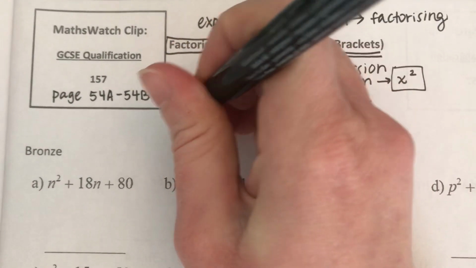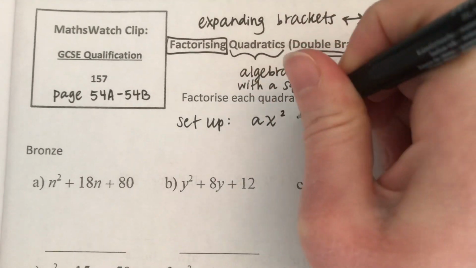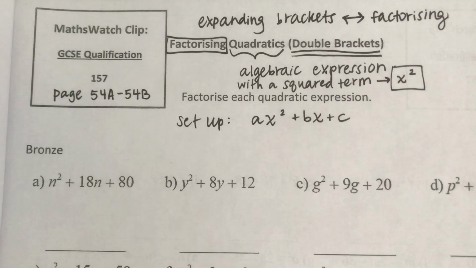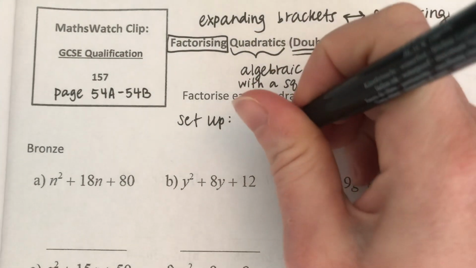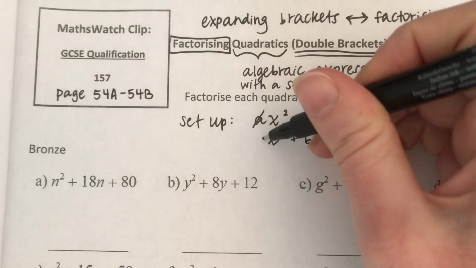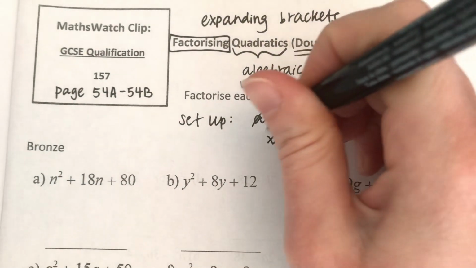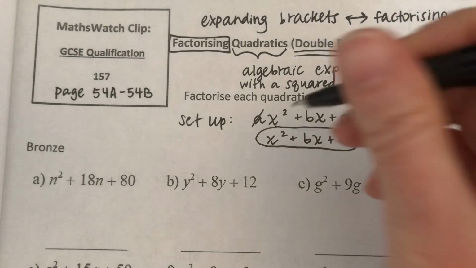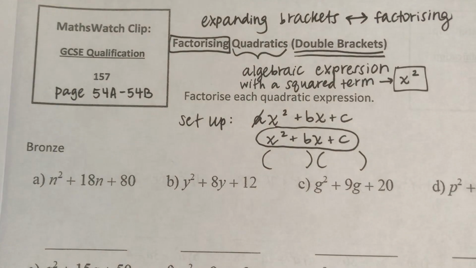That setup needs to look like this. I call it ax squared plus bx plus c. And today we will always be working with the value of a being 1. So really you'll have x squared plus bx plus c. If a was 1, that 1 would just be invisible. And so we'll have a setup that looks like this. Okay, so I'm going to show you how to factorize this into double brackets.